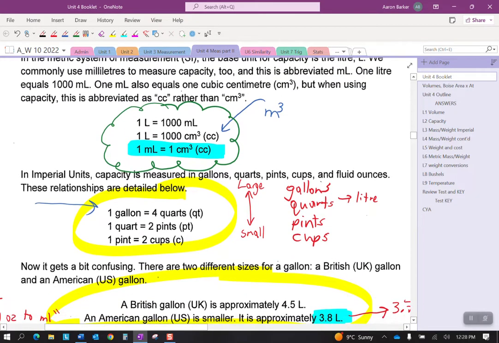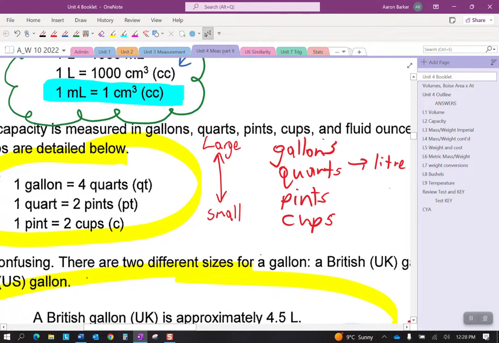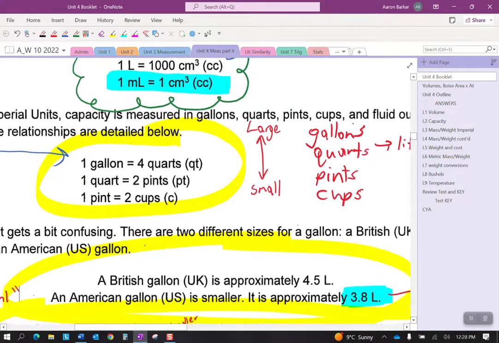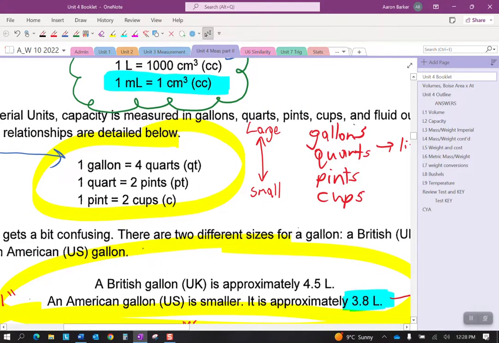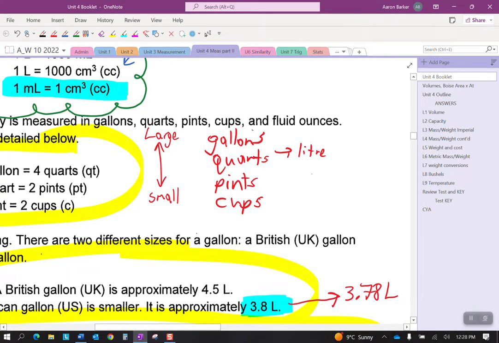Yep, I got it. So the British gallon is approximately 4.5 liters. And the American gallon is smaller. It's approximately 3.8 liters. But if you're looking at prices to see how much cheaper it is to fill up in the States with gas, you should actually use 3.78. Okay. So the American gallon is 3.78 liters.